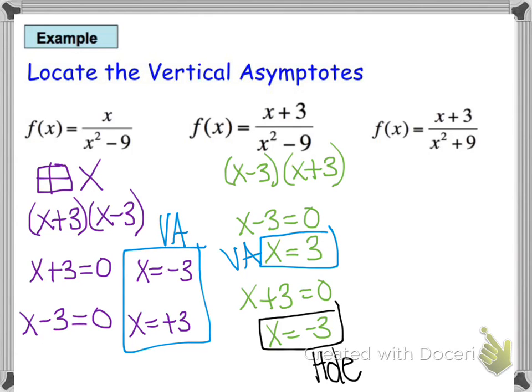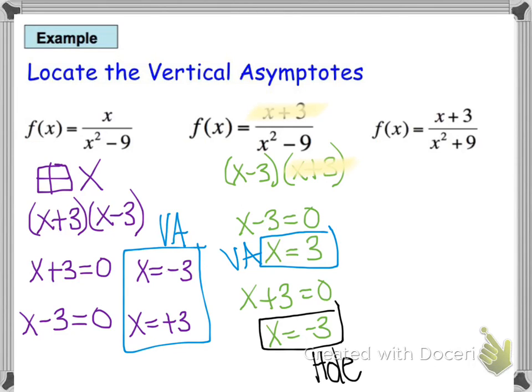In this second example, the denominator ended up being the same as the first, so I went ahead and factored and found my factors to be x minus 3 and x plus 3. So setting my denominator factors equal to 0, using the zero product property again, I get x minus 3 equals 0, and x equals 3 is my vertical asymptote. But I realize that the x plus 3 in my numerator cancels out with the x plus 3 in my denominator.